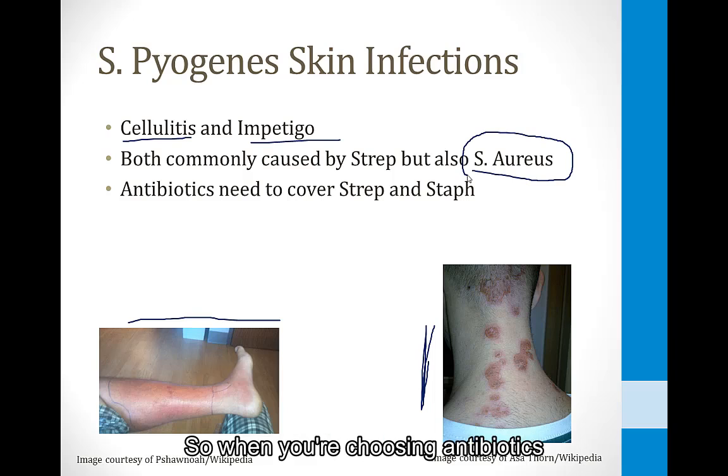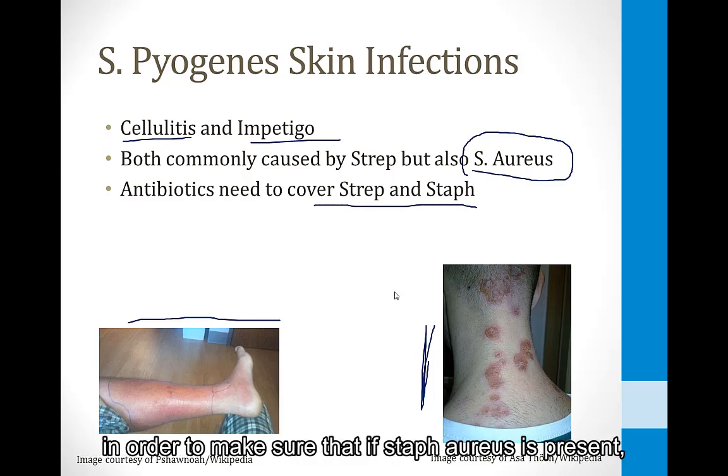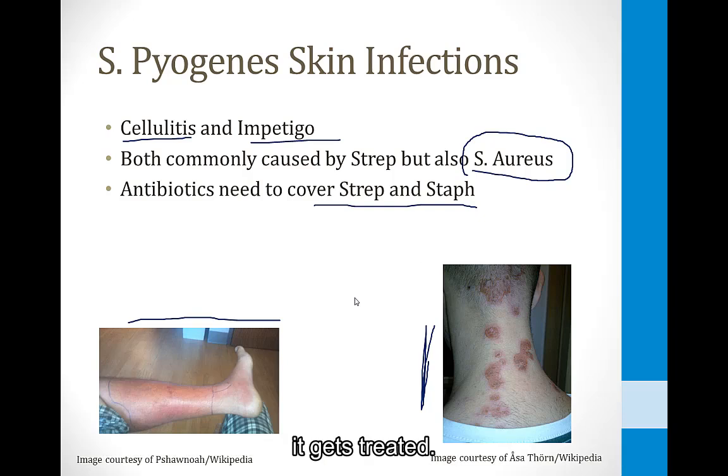So when you're choosing antibiotics to treat both of these infections, you need to pick an antibiotic that covers strep and staph in order to make sure that if Staph aureus is present, it gets treated.